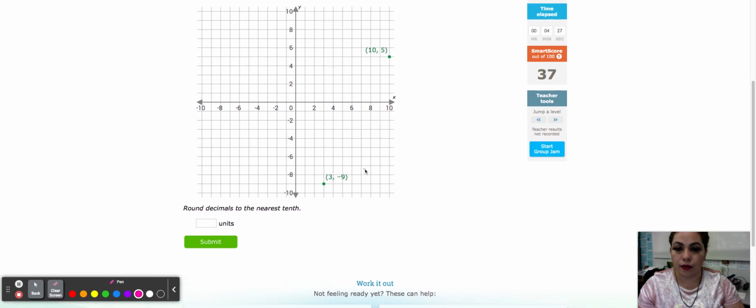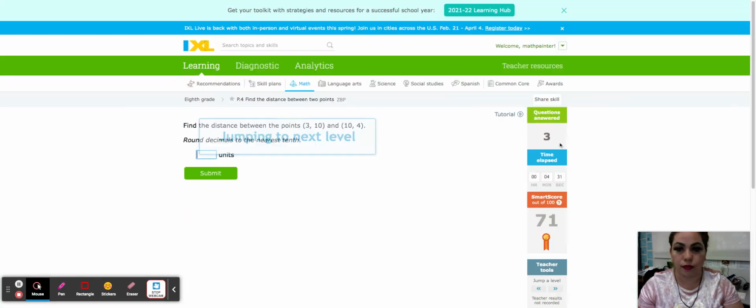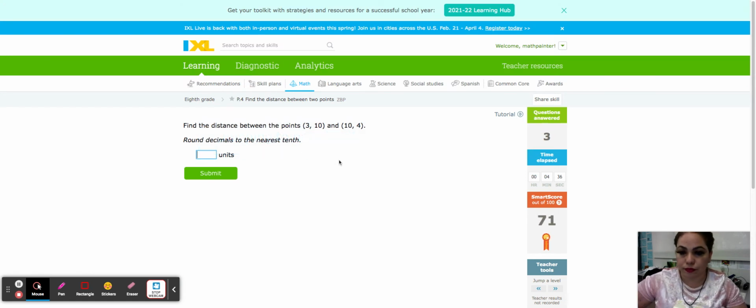All right, here we go. Another problem. Let's skip this one, see if there's another different one. Okay, an example here. Again, round the decimal to the nearest 10. So find the distance between these points. They're not giving you the graph, so you can't count the numbers, right? You can plot it on your own.